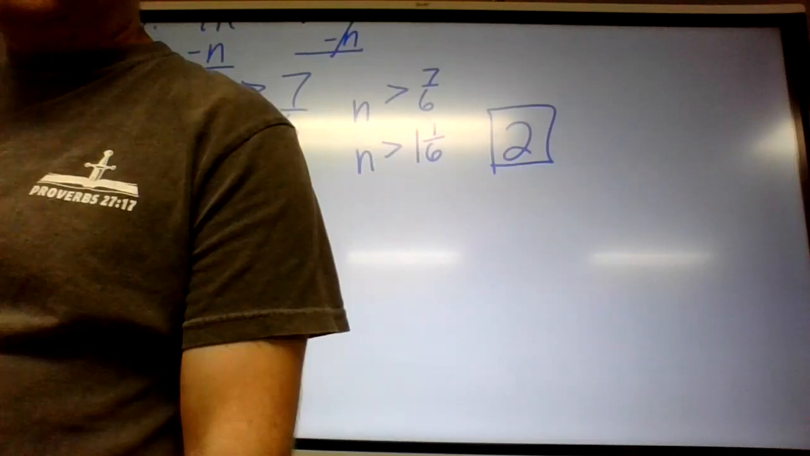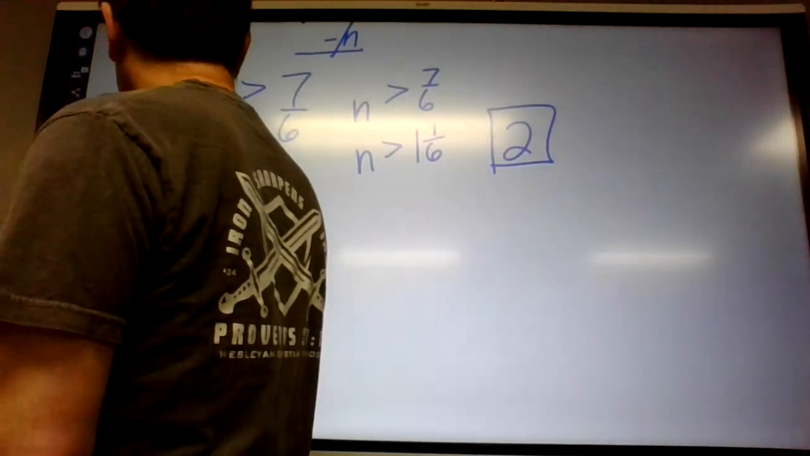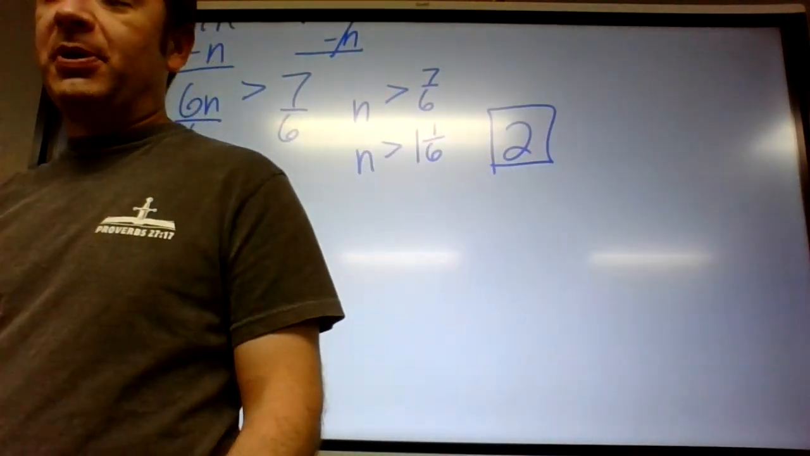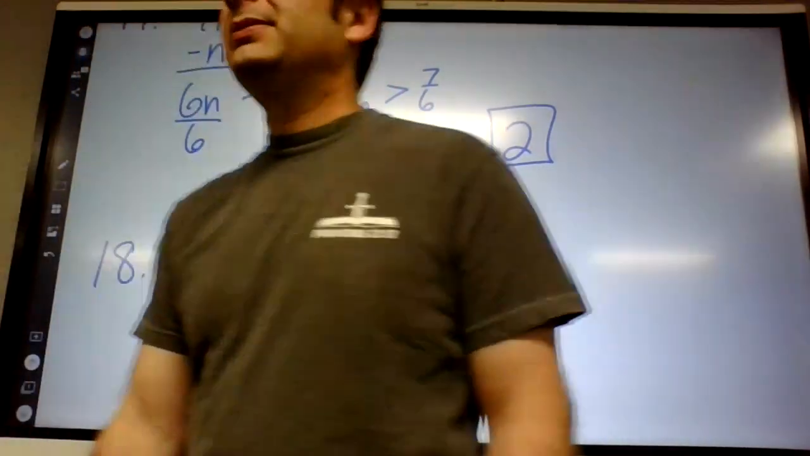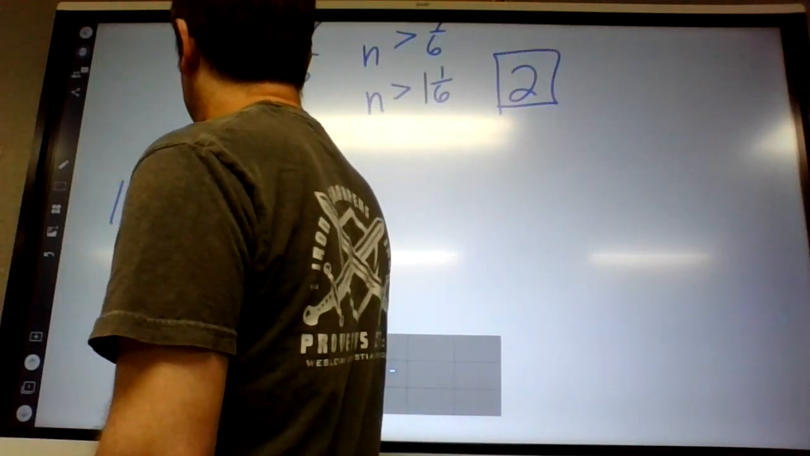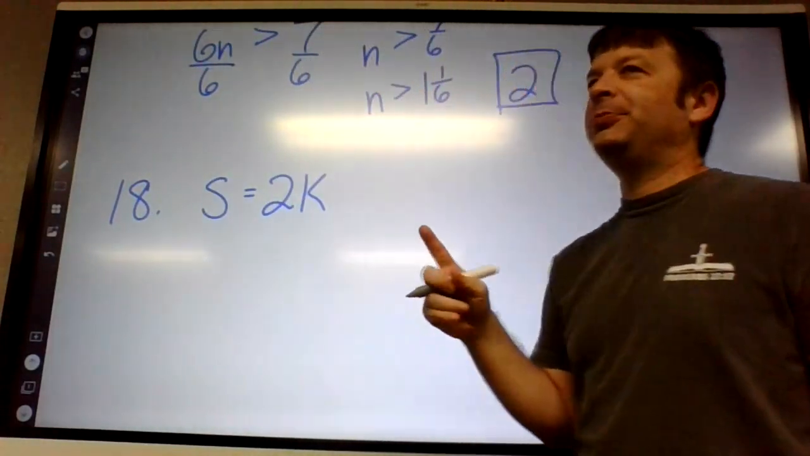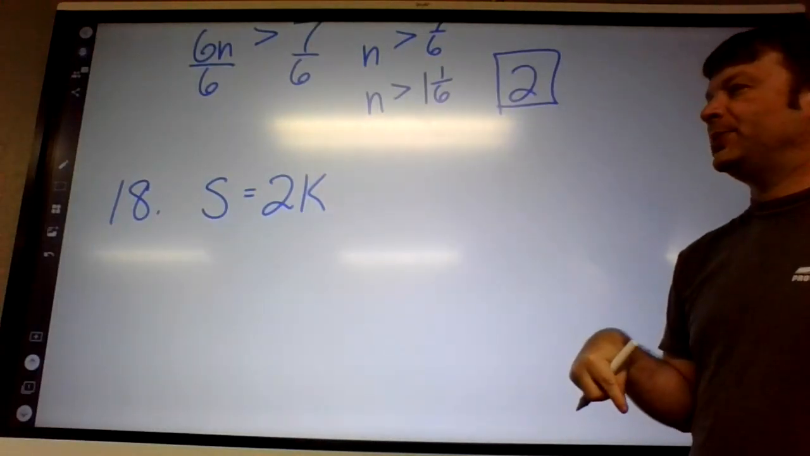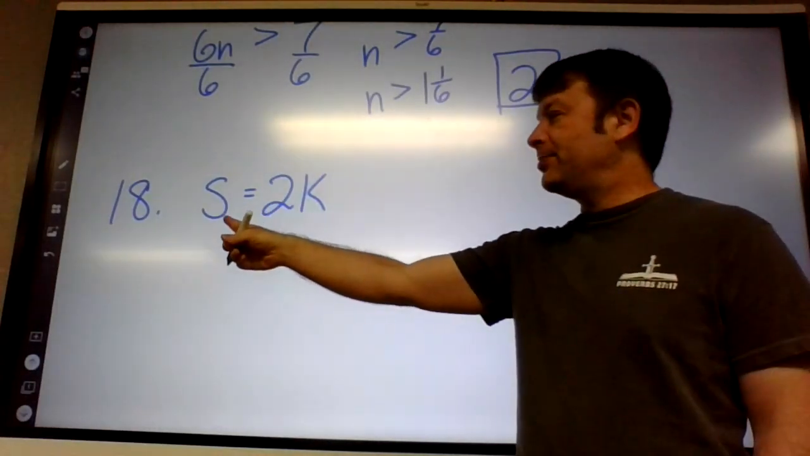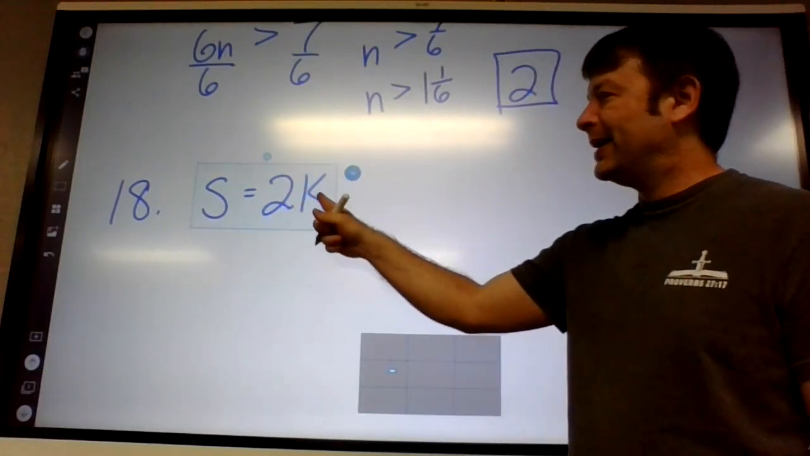Number 18 is a doozy, so I'll help you guys set that one up. Okay, Samuel makes twice as much per hour as Kathy. How would I write that as an equation? Samuel is twice Kathy. So S would be Samuel's hourly wage, and K would be Kathy's hourly wage. So Sam's hourly wage is twice Kathy's.